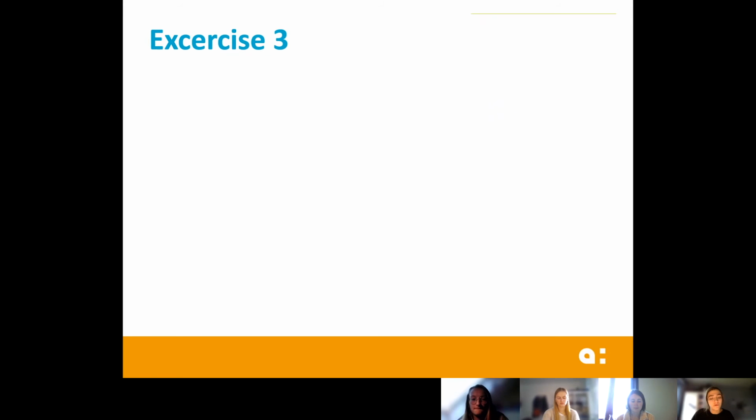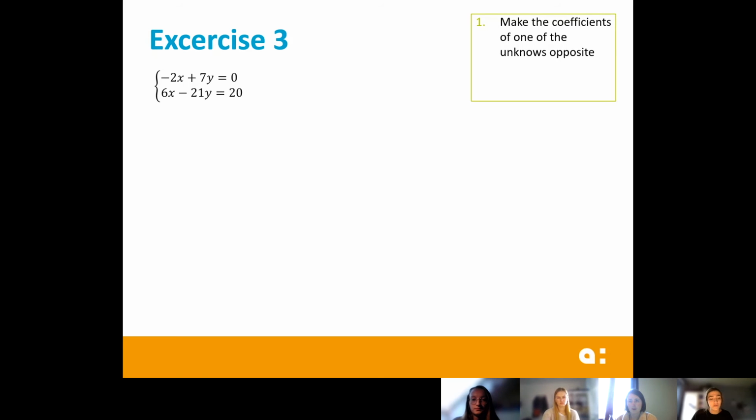To practice even more, we are going to solve a third and last problem. First, we make the coefficients of one of the unknowns opposite. We choose to make the coefficients of x opposite to each other. Therefore, we multiply the first equation by 3. We are not going to change the second equation, which is the same as multiplying by 1.